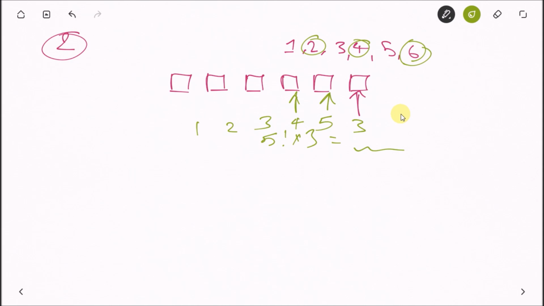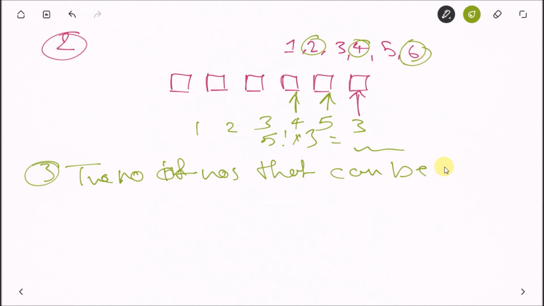the third type of question that can be raised is a number in which a particular digit occurs at a particular place. So the third type of scenario is the number of numbers that can be formed if 2 lies at the first place.